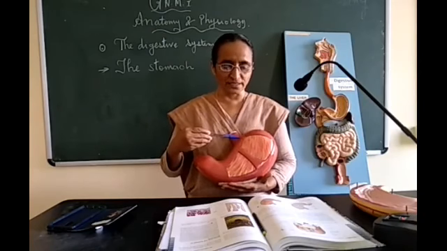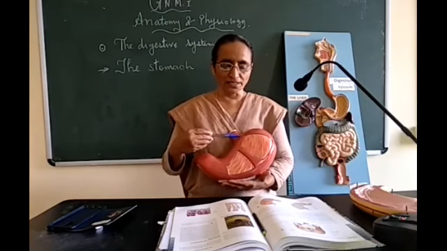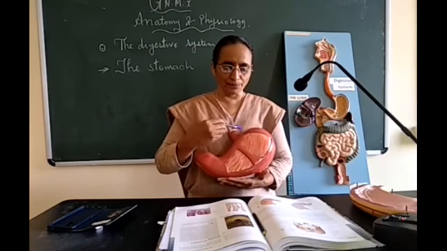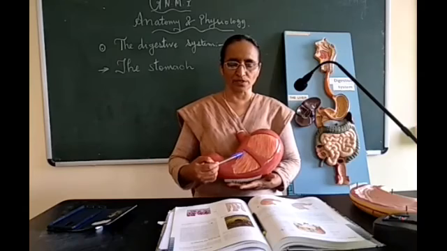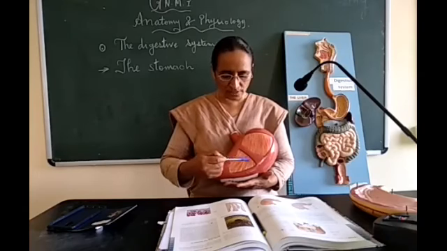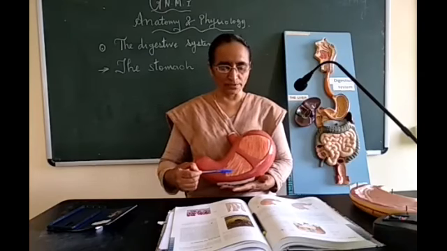We can see that the stomach has three types of layers. The outer layer is longitudinal fibers, the middle layer is made up of circular fibers, and the innermost layer is made of oblique fibers.